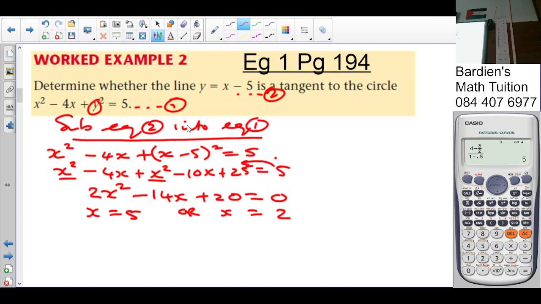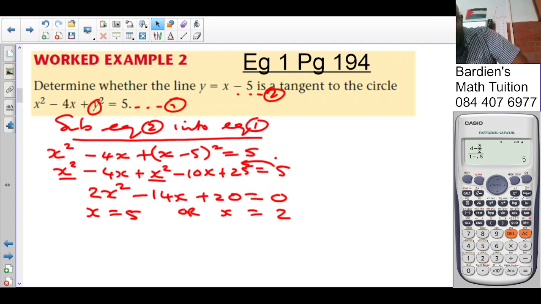Did you all get that? So is this a tangent? No. What will this be? A secant. Okay. Therefore not a tangent. It will then be a secant. Otherwise, if that was a perfect square trinomial, then it would have come out to be x is equal to 2 only, or 5 only. Okay? Does it make sense?